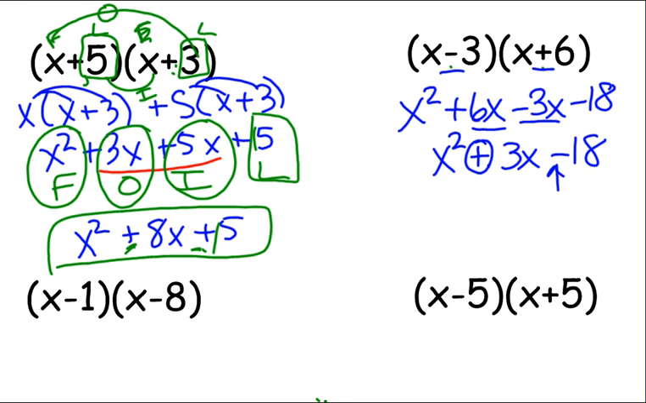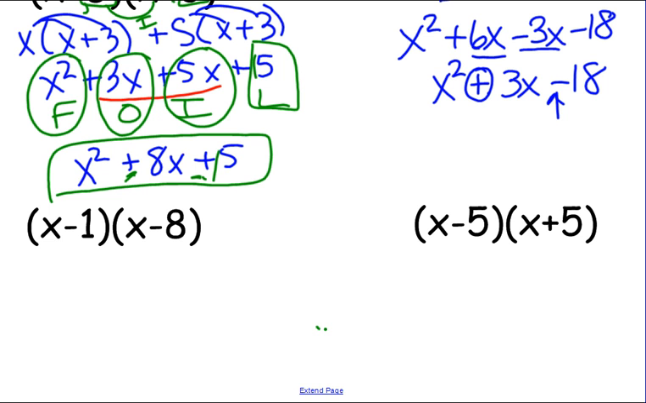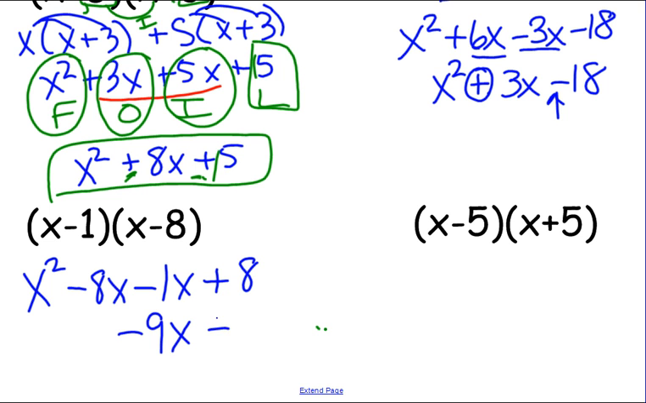So now let's look at this one. What happens when we start with two negatives? Now our first is x squared, our outside is negative 8x, our inside is negative 1x, and our last is positive 8, positive 8 just alone. Inside would be negative 9x, we have plus 8, x squared.